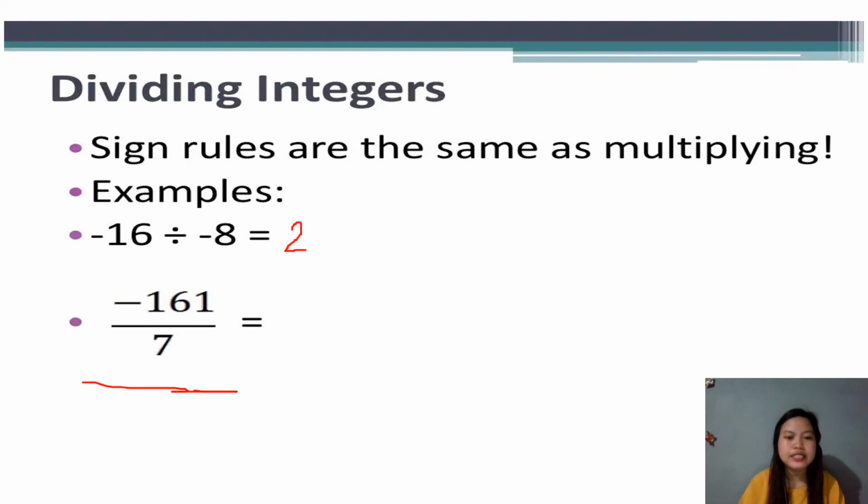Now, for the second example, negative 161 divided by positive 7. So, different sign man. So, ang ato sign na ibutang diri is negative. 161 divided by 7, the answer is 23. So, our answer is negative 23.